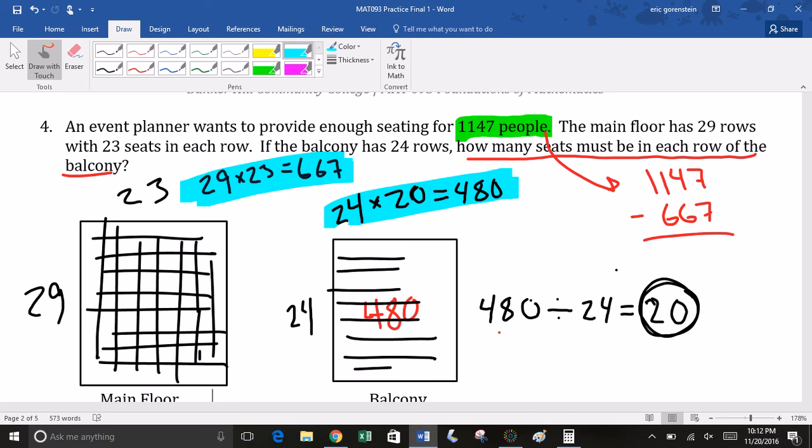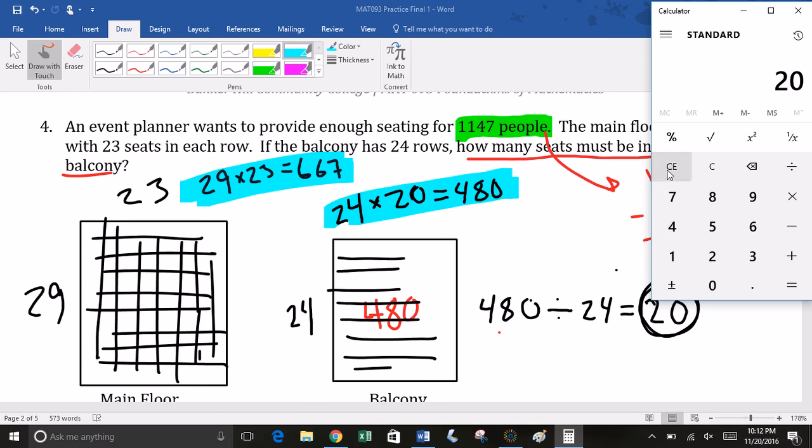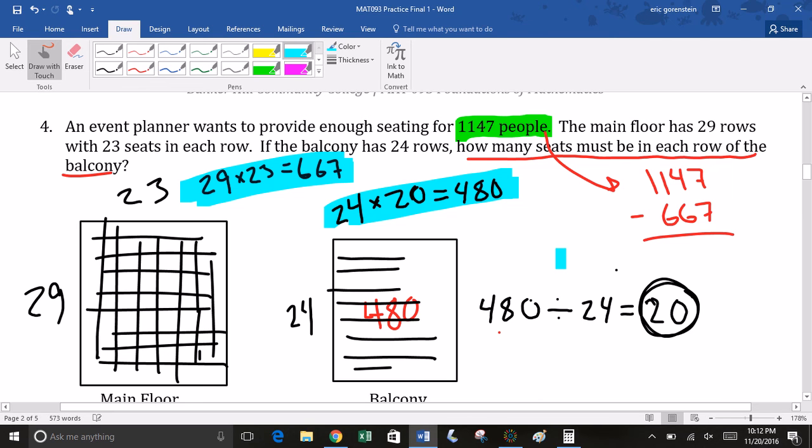667 plus 480. Let's double check that to make sure it works. So 667 on the main floor, 480 on the balcony, and yes, that gives us the 1147 we want. This is the nice thing about mathematics. You can always verify your answer to make sure it works. And my advice, when you're going through the final exam, when you get your answer, plug it back in to make sure that it makes sense, that it works in the context of the problem.